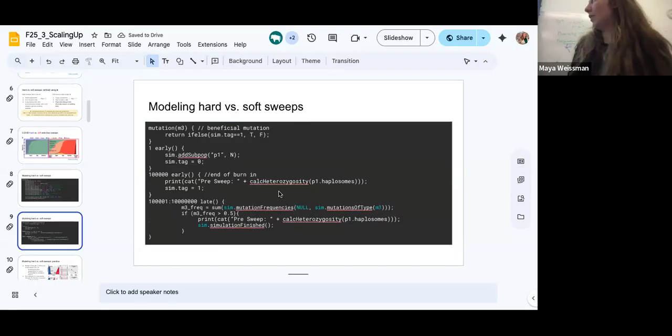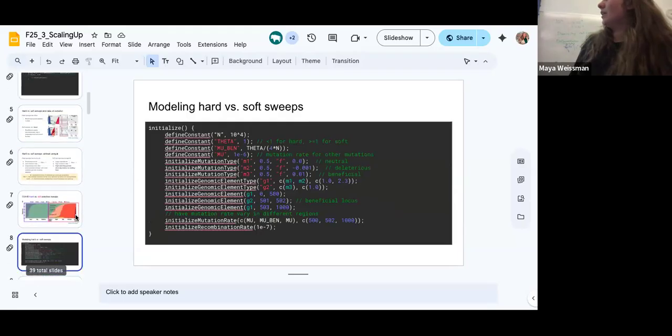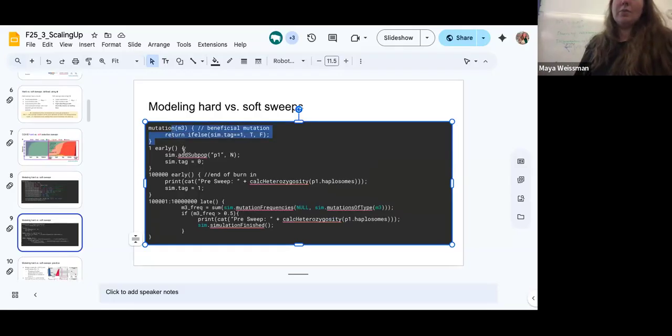I think this is how I would probably code it up. This is the initialize that we just went through. Then on this next slide, I'm defining a sim tag to make sure I can turn on and off my sweeping mutation. At the start of my burn-in, I want a sim tag equal to 0, so no beneficial mutations. Generation 10,000 early is the end of my burn-in, and so I want to print out my heterozygosity pre-sweep and turn on the sim tag.